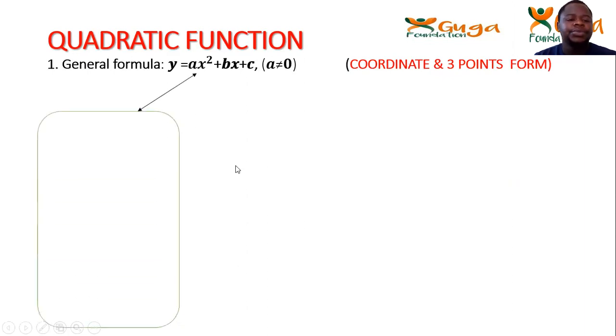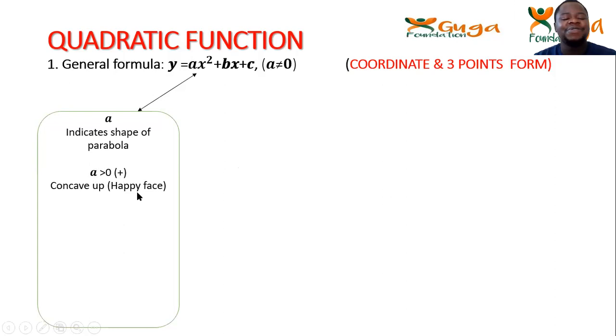Now, let's look at the properties. What is your a? This a here indicates the shape of a parabolic function. Wherever your a is positive, or greater than zero, you've got a happy face, or concave up. But wherever your a is less than zero, you've got a negative. So in other words, you've got a concave down or a sad face. The sad face will be facing down.